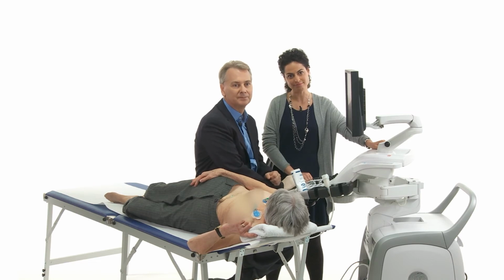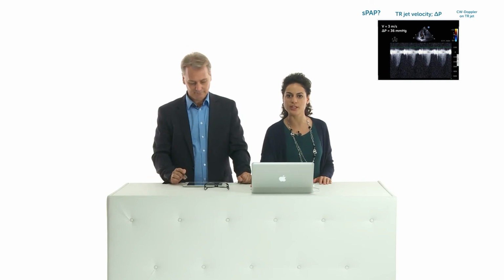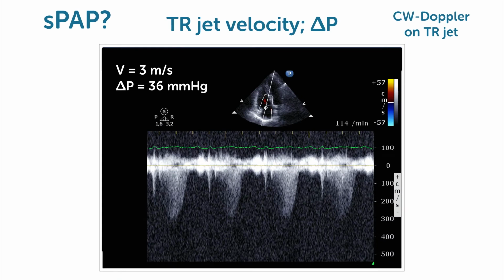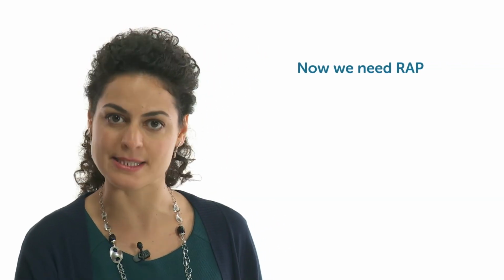So a normal pressure. But now let's practice with a clinical case and assess systolic pulmonary artery pressure in this patient. So we've placed the continuous wave Doppler on the tricuspid regurgitant jet, and we've got this velocity. The peak velocity is 3 meters per second, which corresponds to a transvalvular gradient of 36 millimeters of mercury. To this value, we need to add right atrial pressure in order to get the SPAP.